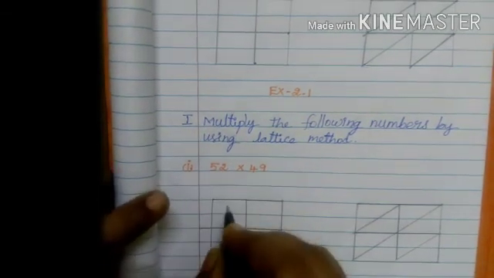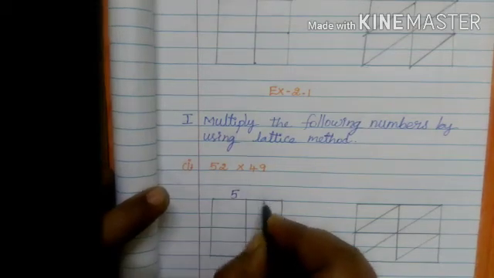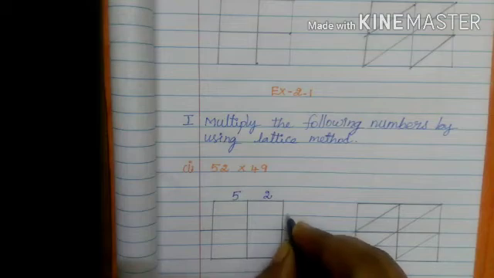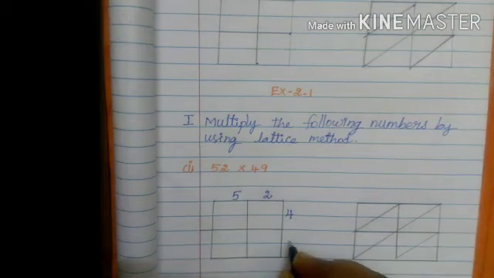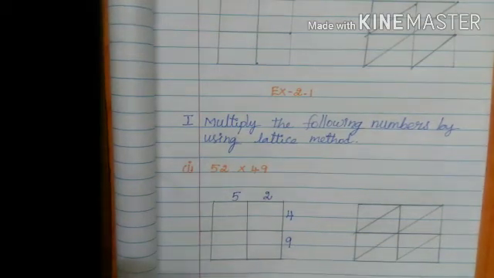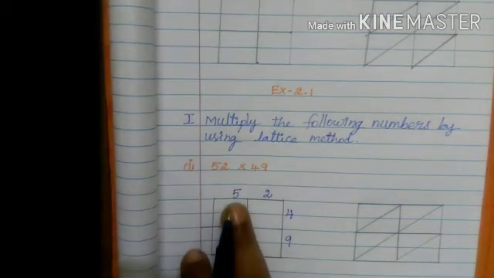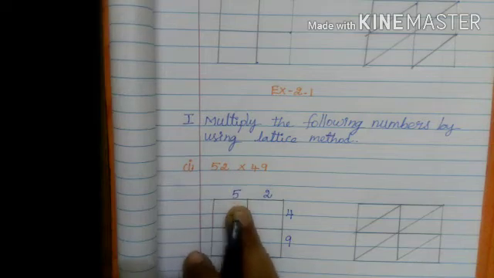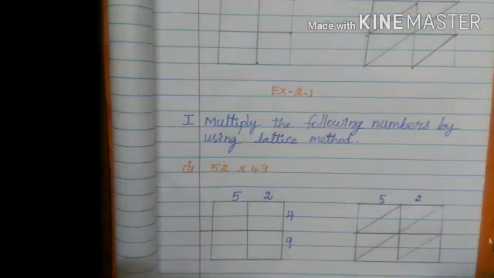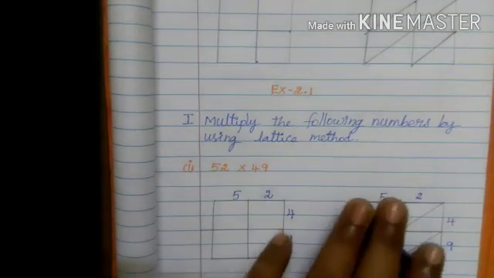So first you should write 5, 2 on top of the box. Then the second number you write down on the right side, 4, 9. Okay. This is the first step. You take it out and write the numbers for the multiplication method. Then I write it here again. 5, 2, 4, 9.